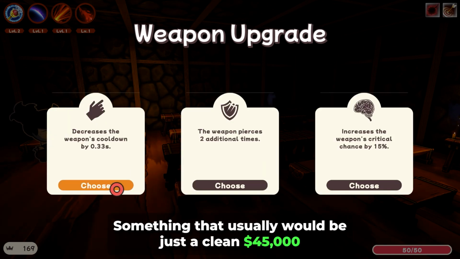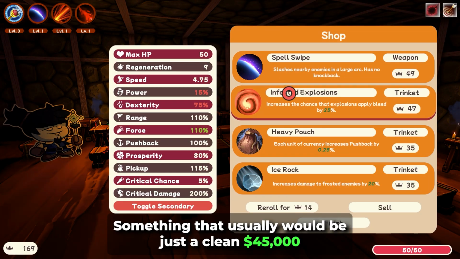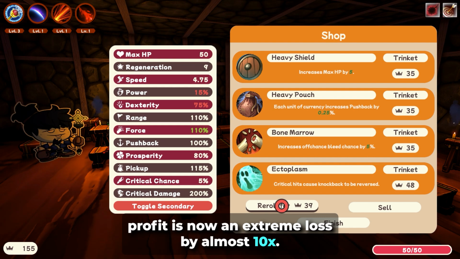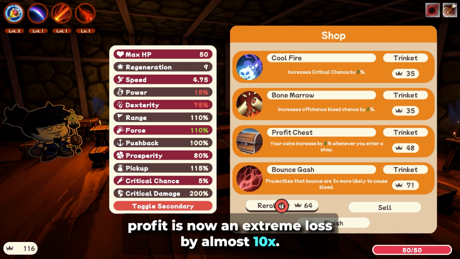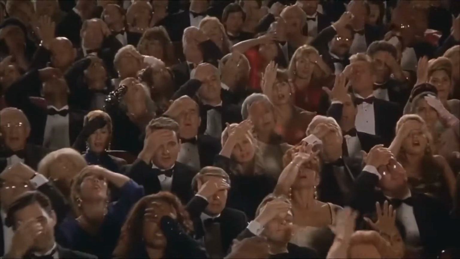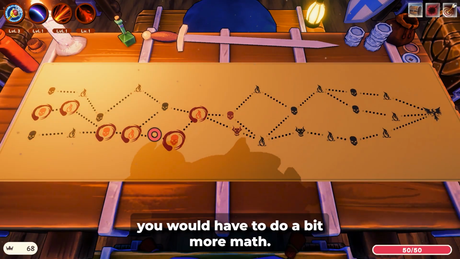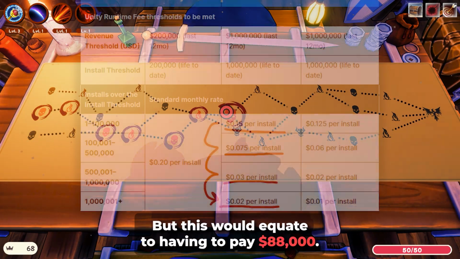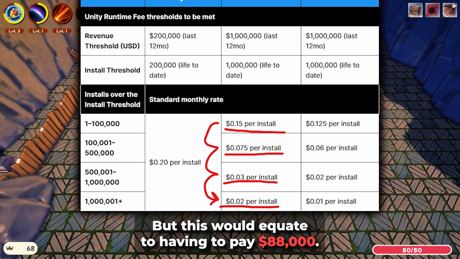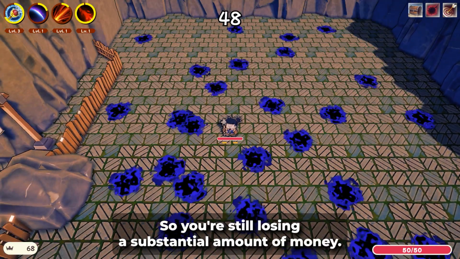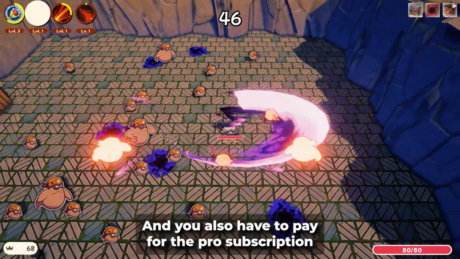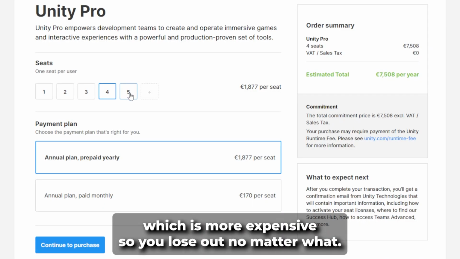Something that usually would be just a clean $45,000 profit is now an extreme loss by almost 10 times. Now, if you pay for Unity Pro, which you might do if you're a bigger company, you would have to do a bit more math, but this would equate to having to pay $88,000. So you're still losing a substantial amount of money, and you also have to pay for the Pro subscription, which is more expensive, so you lose out no matter what.